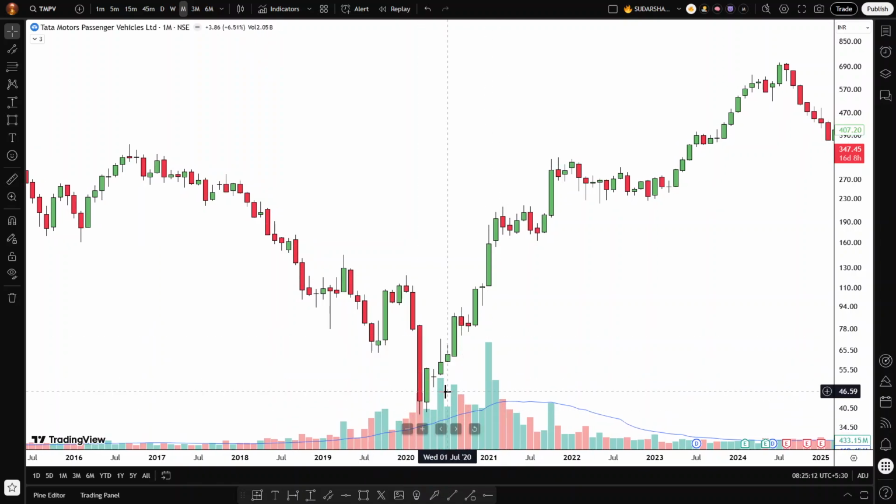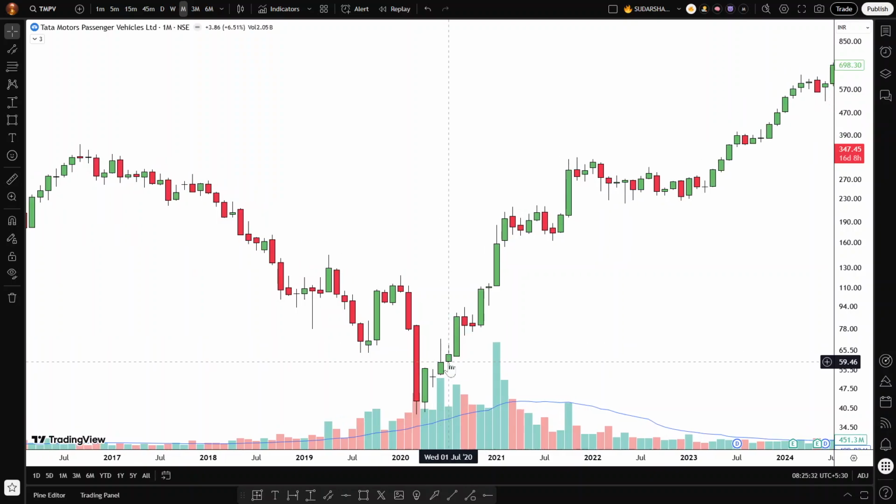Then a doji formed, and again the green candle tried to move up, but because of this huge volume present, the sellers got dominated and crushed. But anyhow, in the month end, buyers take over. Again, same thing, but buyers are trying their best.